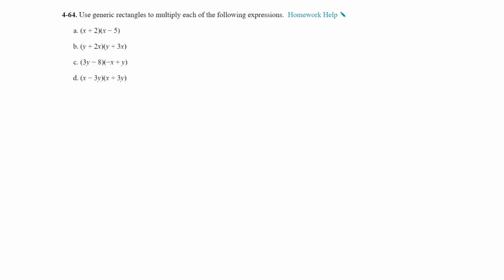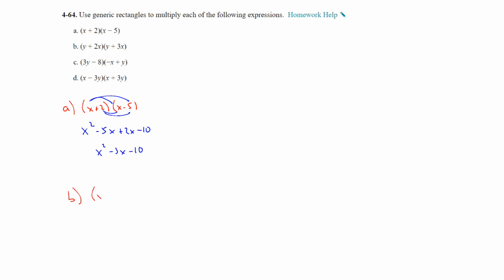Problem 64, we're going to use generic rectangles to multiply each of the following expressions. Now on these, I might show you a generic rectangle on one of them, but we are going to continue to work on the distributive property as well for solving these. So if I have x plus 2 times x minus 5, we can use the distributive property to distribute the x to each of the two terms to get x squared minus 5x, and then distribute the 2 to both terms to get plus 2x minus 10. And if you combine your like terms, you get x squared minus 3x minus 10.